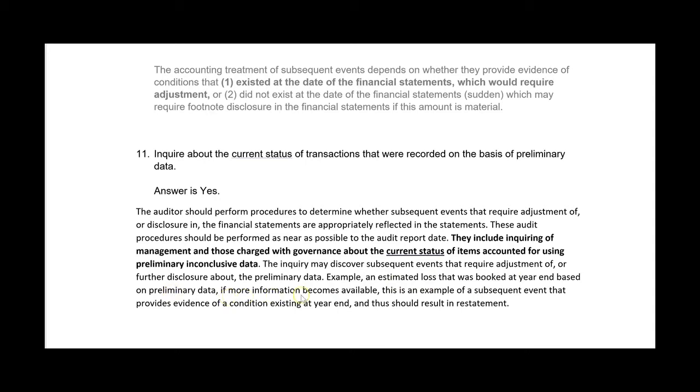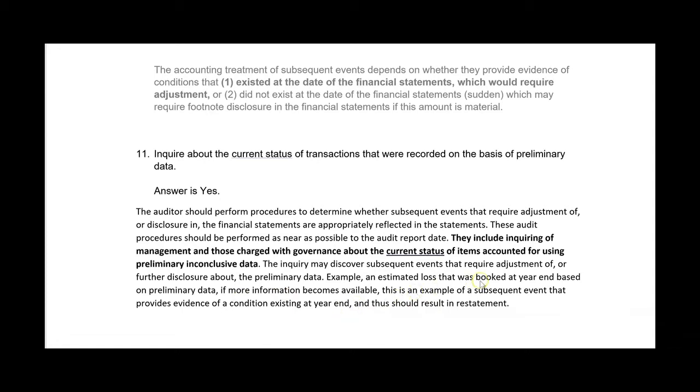If more information becomes available in the subsequent period, this is an example of a subsequent event that provides evidence of a condition existing at year-end and thus should result in restatement. That's a type 1 subsequent event.